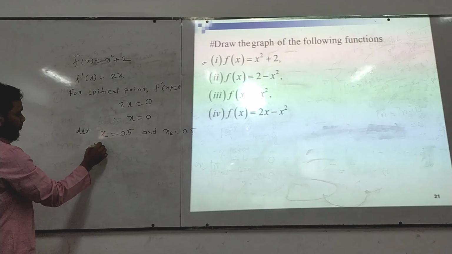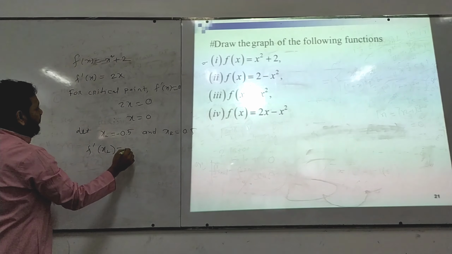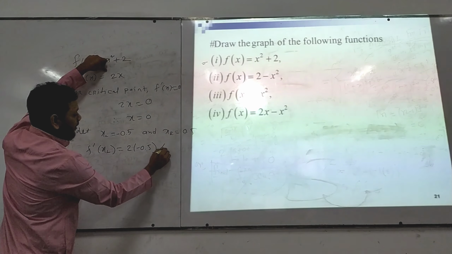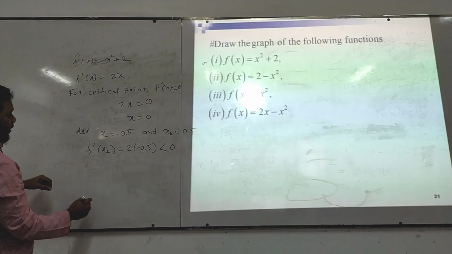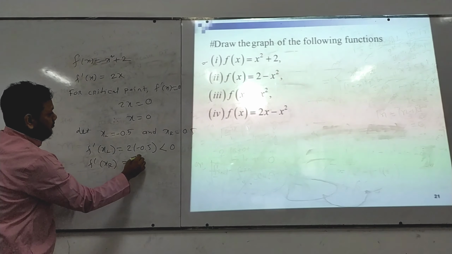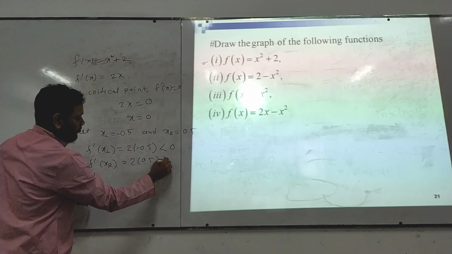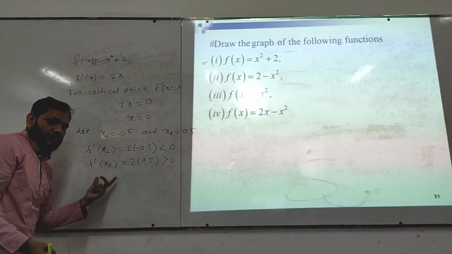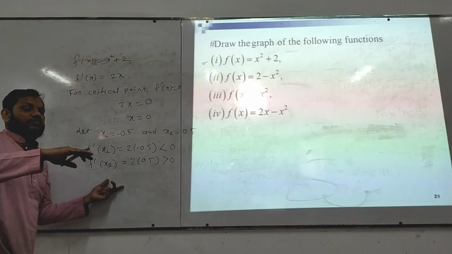Therefore, what is f prime xl? f prime xl will be 2 times minus 0.5. This one will be negative. And f prime xr is 2 times 0.5. This one is positive. So f prime xl is negative, f prime xr is positive, the value will be maximum or minimum?